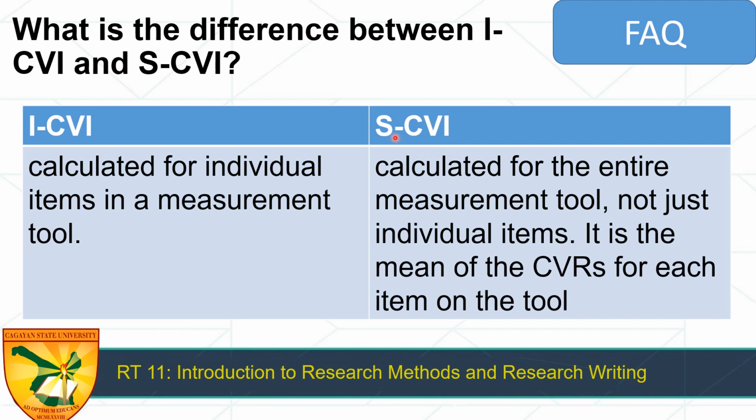For scale level content validity index, this is calculated for the entire measurement tool, not just the individual items. In short, this is the average or the mean of these I-CVIs, or the mean of the CVRs for each item on the tool. CVRs means content validity ratios for each item on the tool.